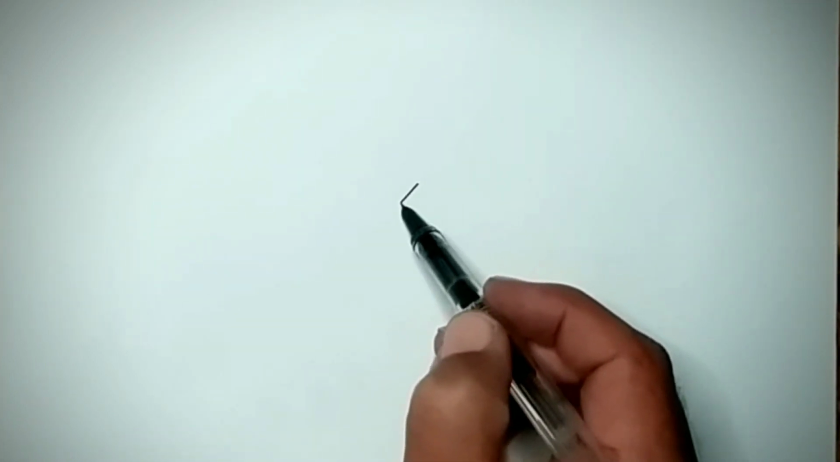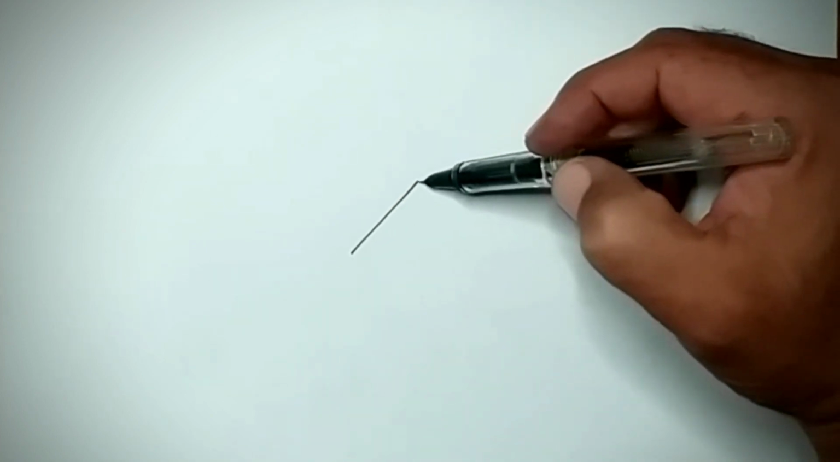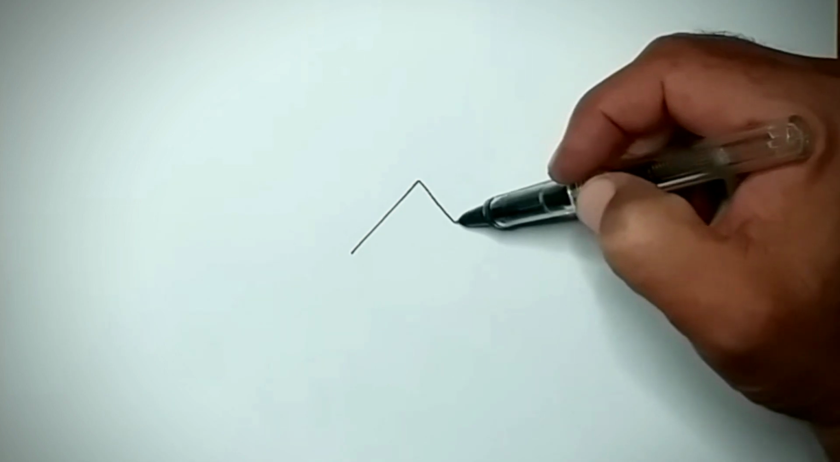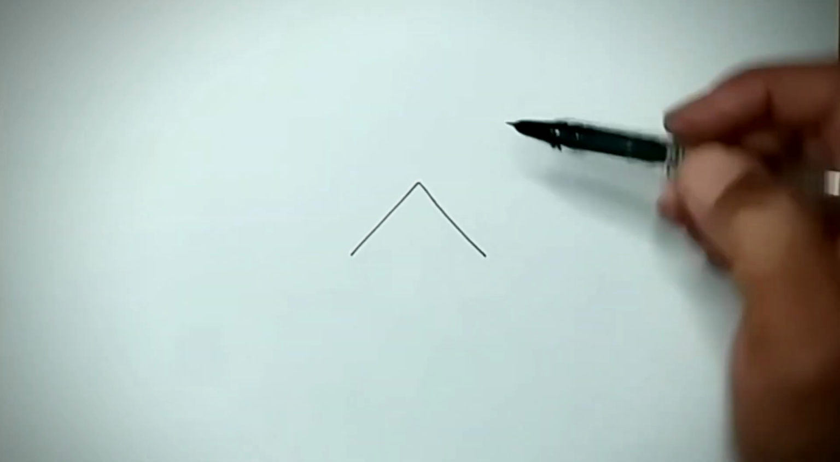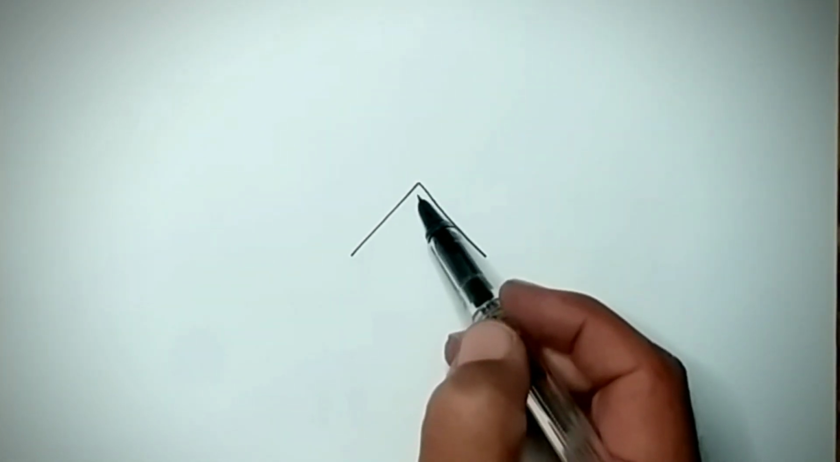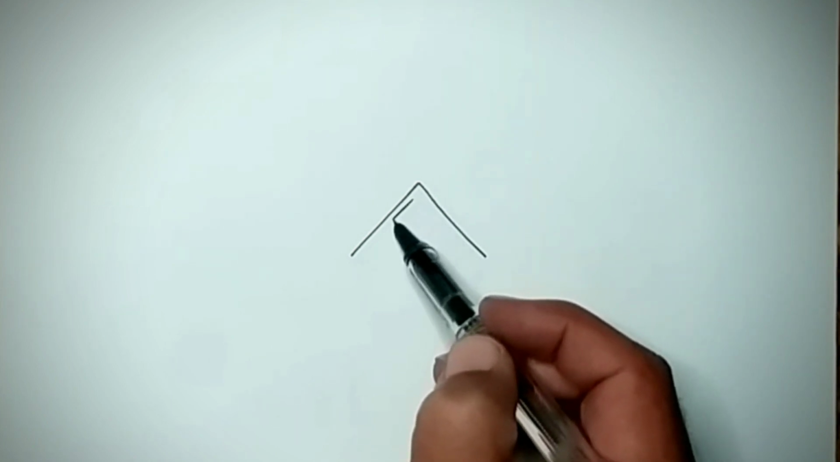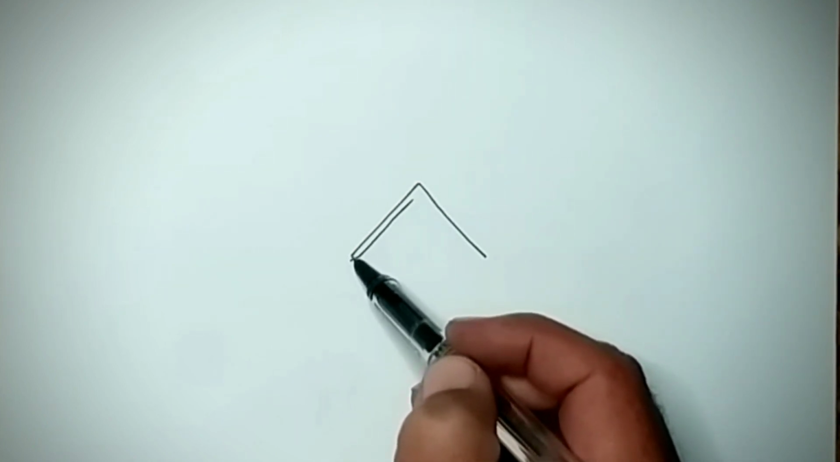In this drawing we have to be very careful about shade and light. I am going to first draw a cabin on the mountains. Your lines must be straight and you have to be controlled on your lines.